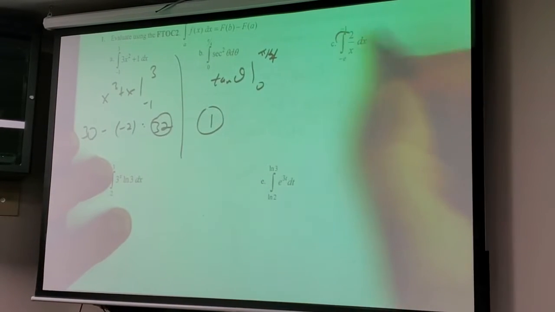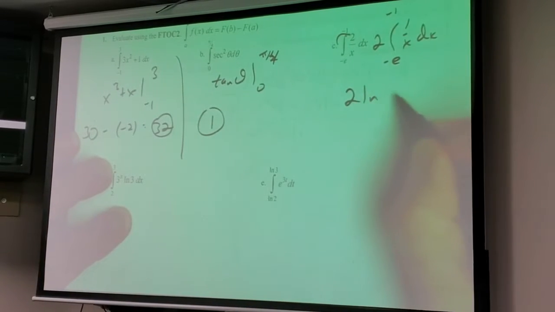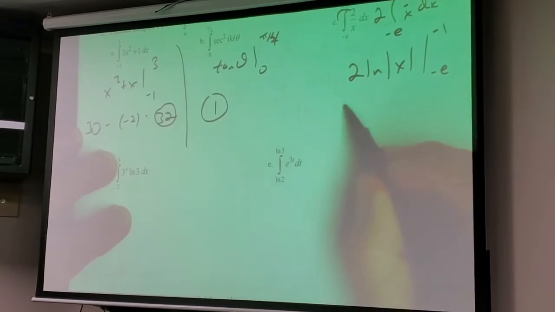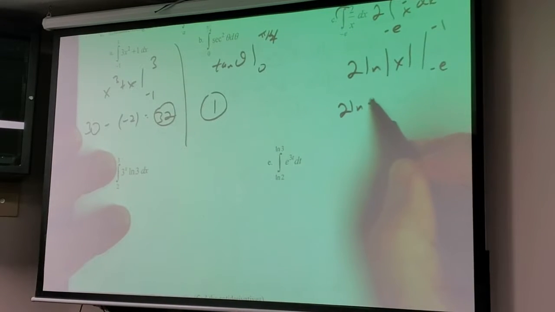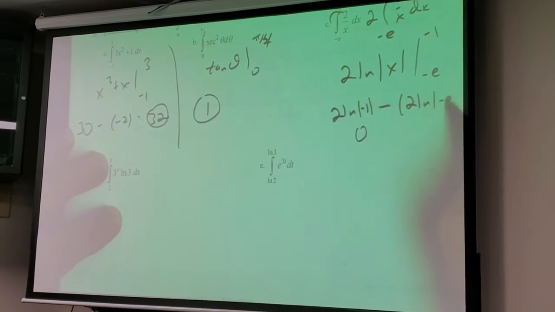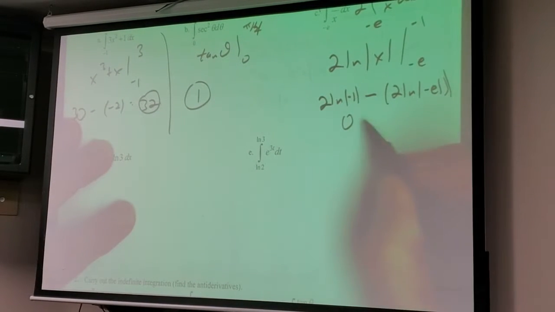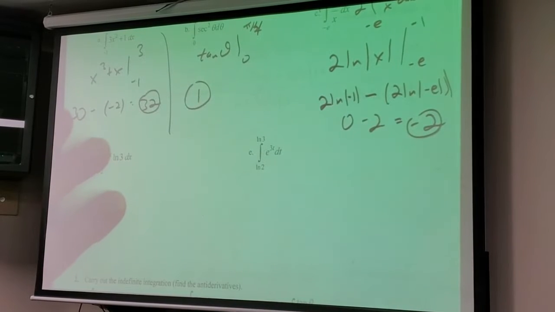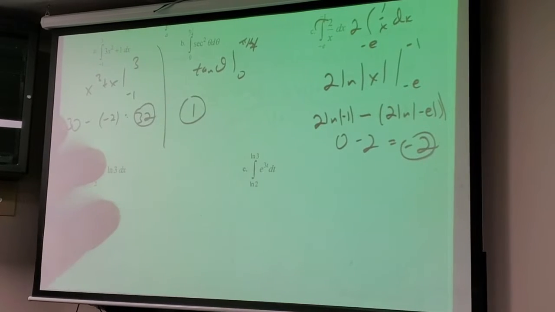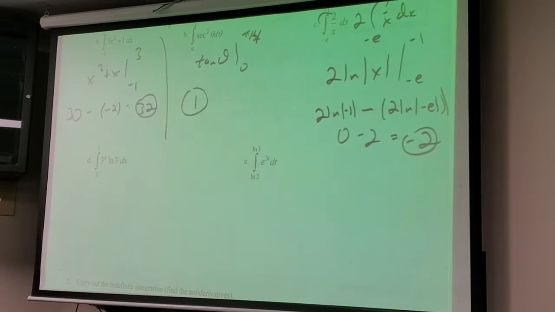This one had a couple things. I could take the 2 out of the way, first off. Then I got twice ln of the absolute value of x evaluated between these. Twice ln of negative 1 absolute value, that's going to be 0. Minus twice ln of absolute value negative e. It's going to be twice 1, so minus 2. I get negative 2. How we know so far? And that kind of makes sense because 1 over x is negative back here, yes? So I'm going to get a negative area I want to evaluate back there.